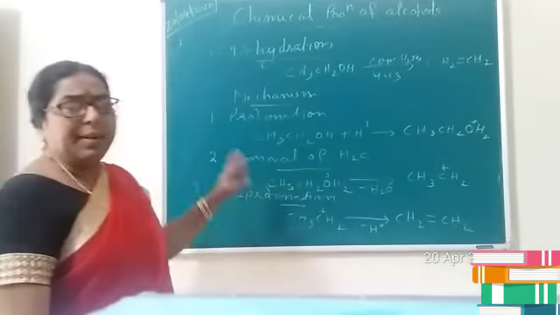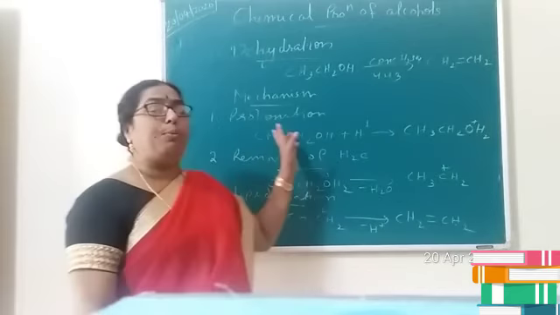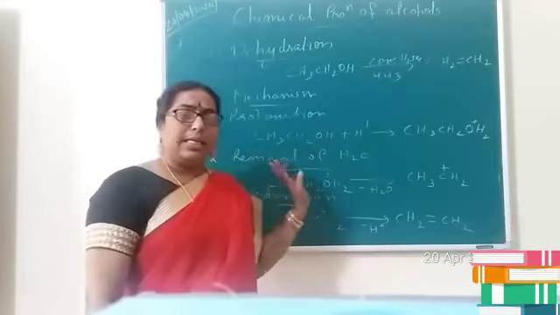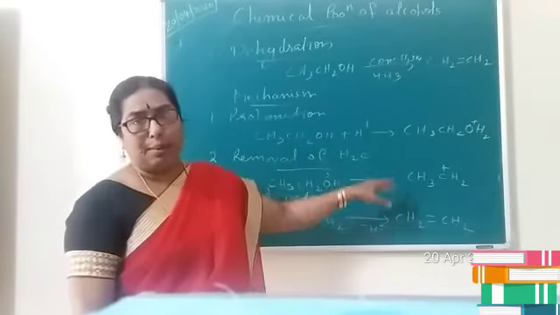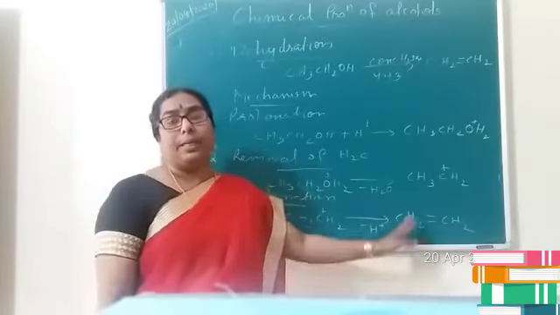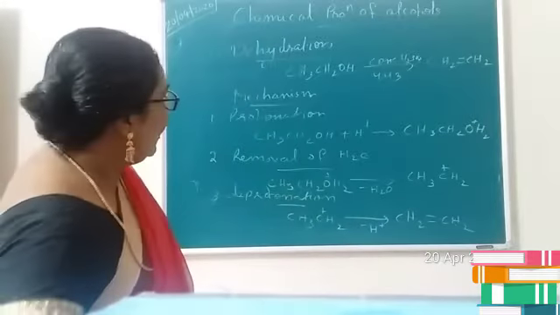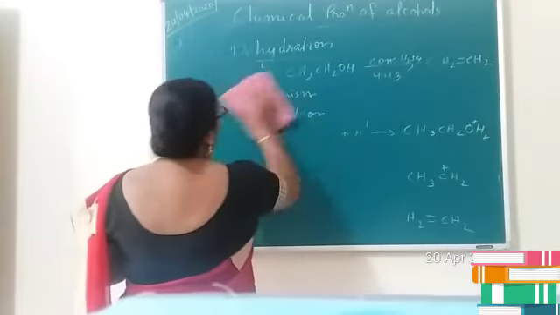Is it clear children? Mechanism is very simple. It takes place in three steps. In the first step, protonation of alcohol. Second step, formation of carbocation. And third step, deprotonation. And finally, you will be getting the product. Is it clear? Now, let us consider the second reaction, that is oxidation.